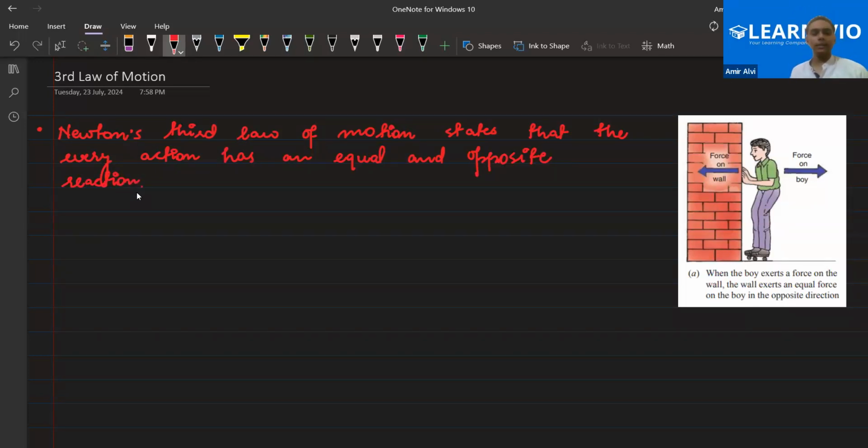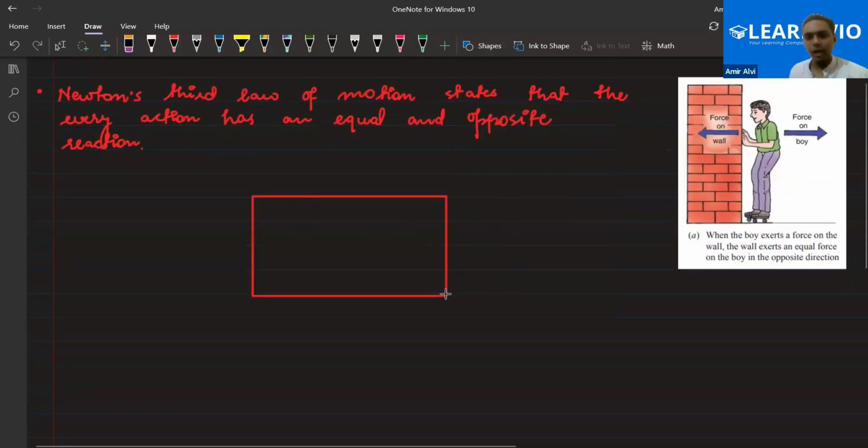So it states that every action has an equal and opposite reaction. Action and reaction are the two forces involved. If I draw this, this type of diagram is called a free body diagram. Right now, these kinds of forces are not in the syllabus. Suppose I'm applying a force in this direction. Then the frictional force will be in the opposite direction, like this.